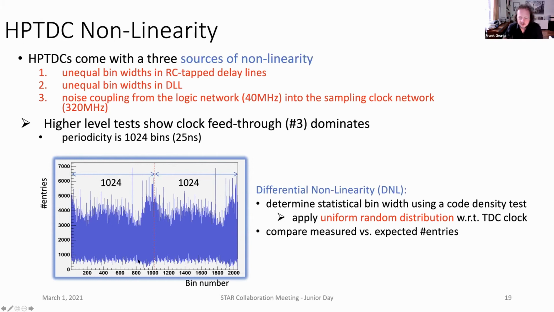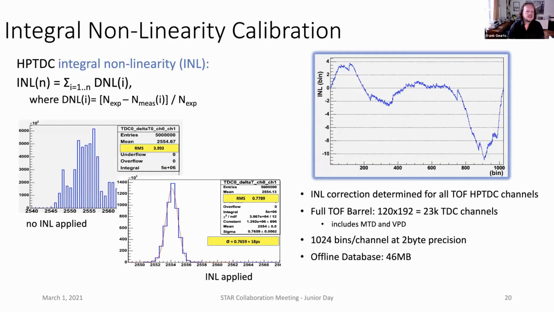Let me continue. You can use the fact that some bins get more entries, in other words, are wider in time than others, as a way to calculate what that nonlinearity is. And this so-called integral nonlinearity is a calibration that we apply, which you can see here on the right side.